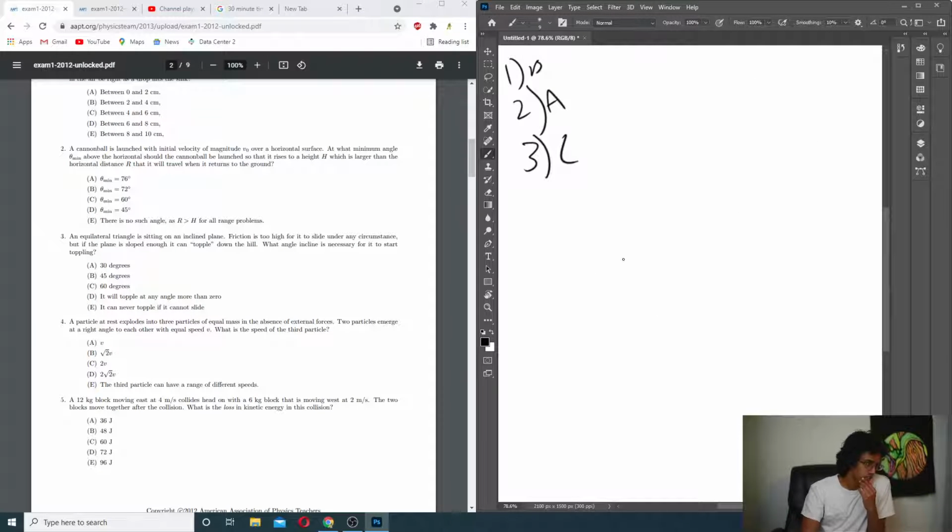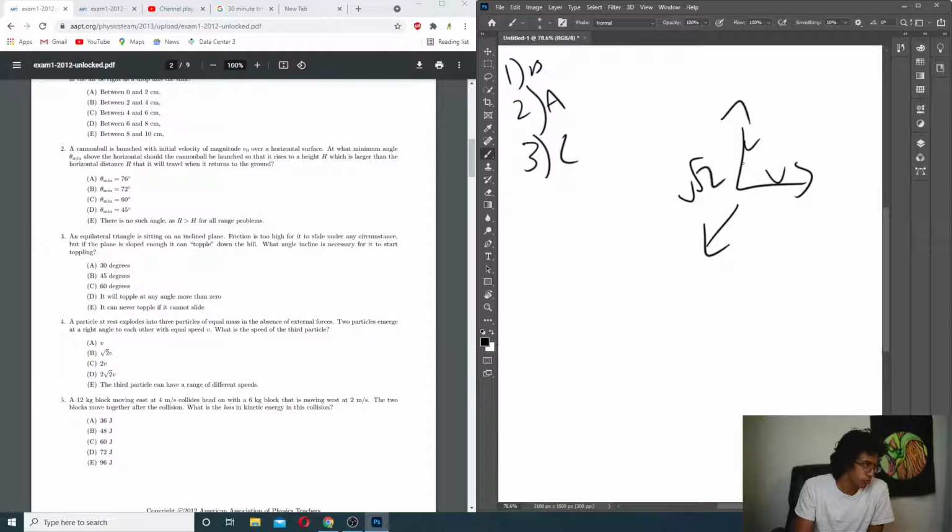A particle at rest explodes into 3 particles of equal mass in absence of external forces. The 2 particles emerge at a right angle with equal speed v, and then this one goes up the way at v root 2. Very nice. So B. Hopefully I'm not trolling. Pretty sure that's right. 4B.